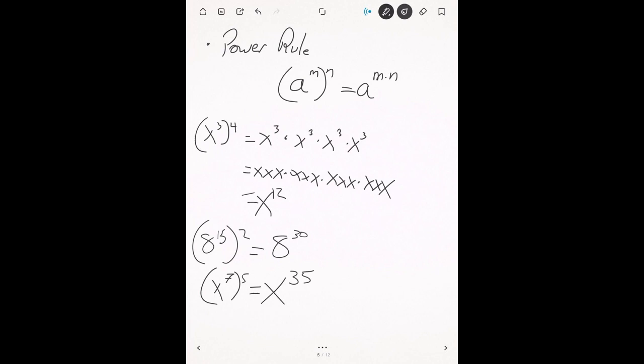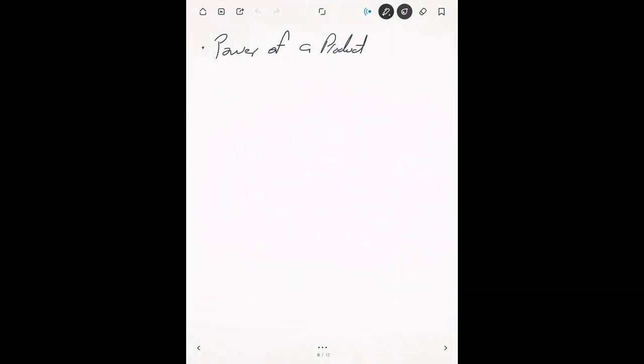What we're going to do next is we want to take a look at the power of a product and the power of a quotient. We want to figure out, for the power of a product, if I took a times b and raised that to an exponent, how could I simplify that? What shortcut rule could I do? Because I don't want to write expanded form every time. And then the same thing for the power of a quotient.